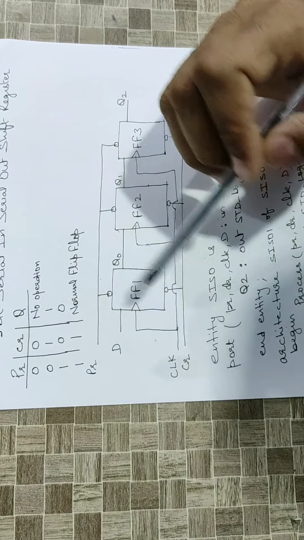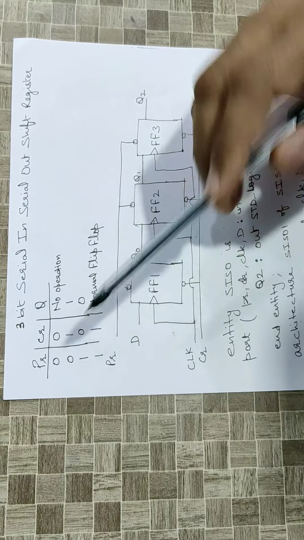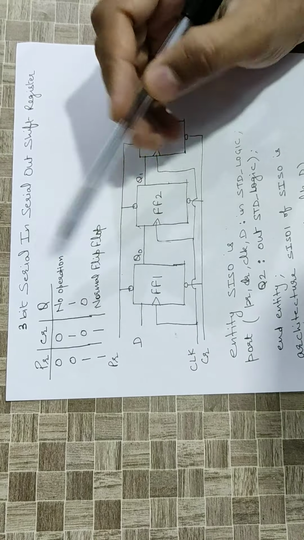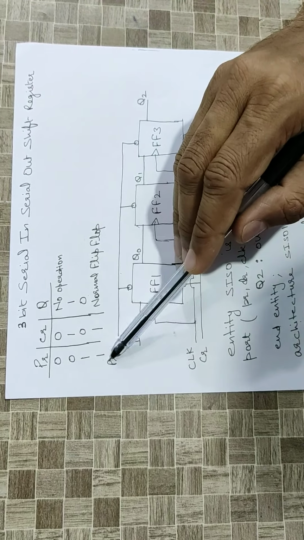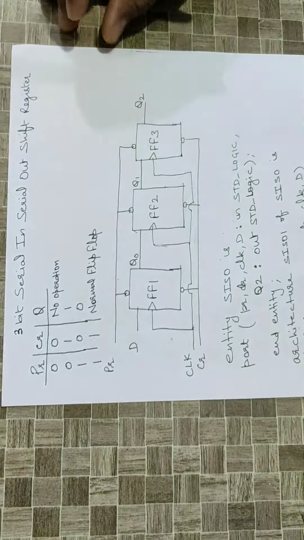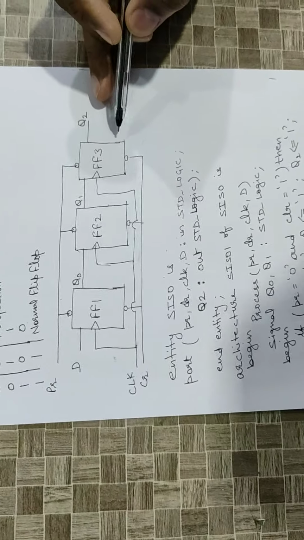So what we do is we initially take any one condition like 0, 1 or 1, 0 to get the present state output to be 1 or 0. After applying that, we shift the preset and clear to 1 and 1 to work as a normal flip-flop. Now about the circuit diagram for the serial in serial out shift register.